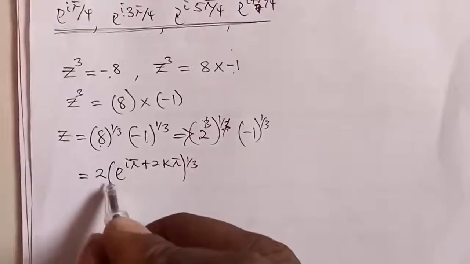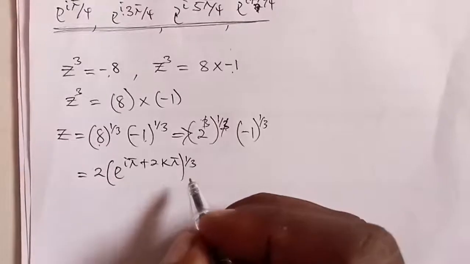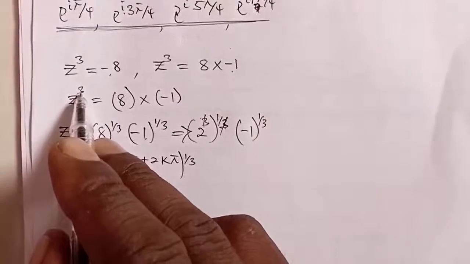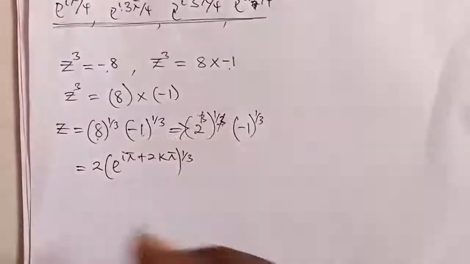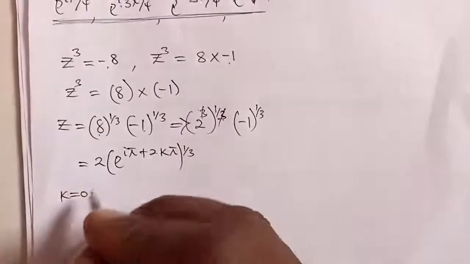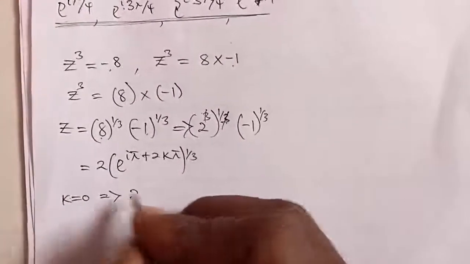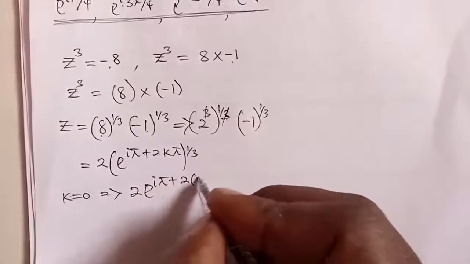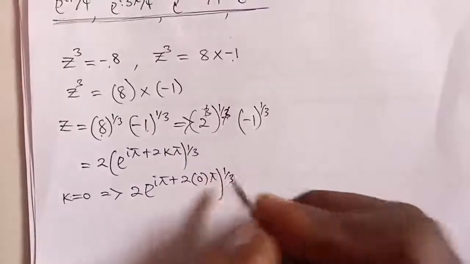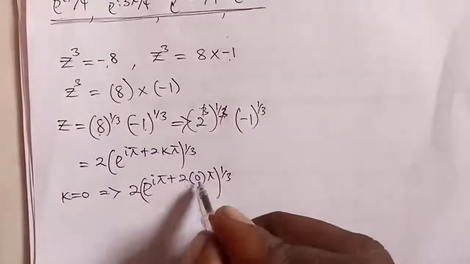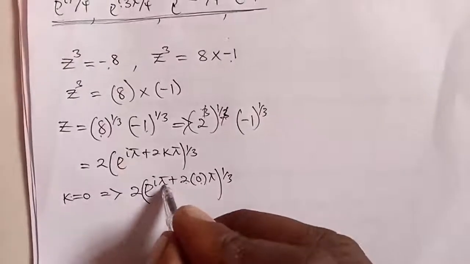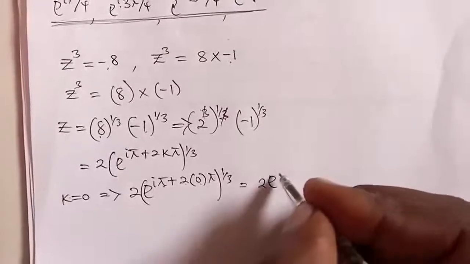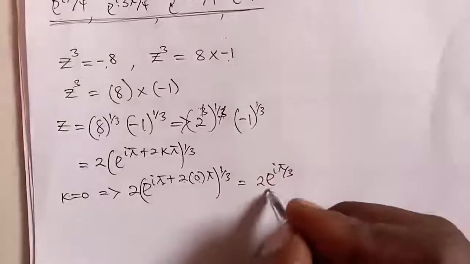Now that we've done this, remember k is going to start from 0 to n minus 1. The power that we have is 3, so n is 3. So we're going to have k when it is 0, when it is 1, and when it is 2, because 3 minus 1 is 2. So when k is 0, we're going to have 2 e to the i pi plus 2 into 0 pi, raised to power 1 over 3. If we multiply out 2 times 0, everything here is now 0. So what is left is pi, and pi times 1 is pi over 3. So we're going to have 2 exponential i pi over 3 as the first answer.